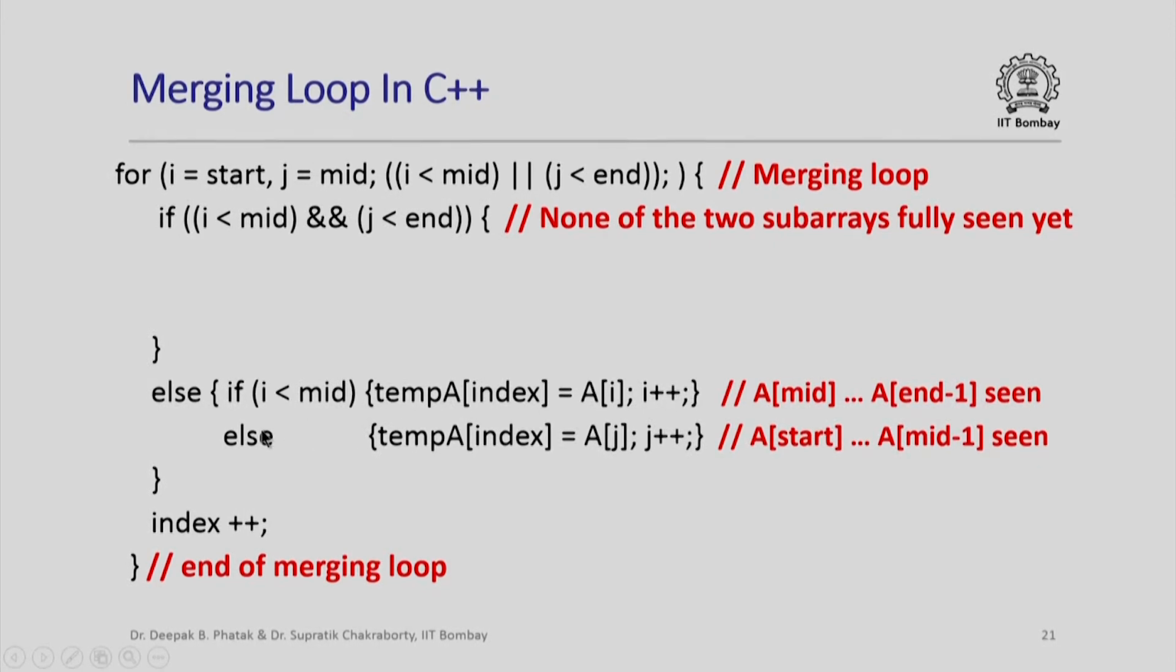The other case is when I have fully seen the first subarray A start through A mid minus 1, and therefore I am simply going to copy elements from the second subarray to temp A. So aj will be copied to temp A index and j will be incremented.